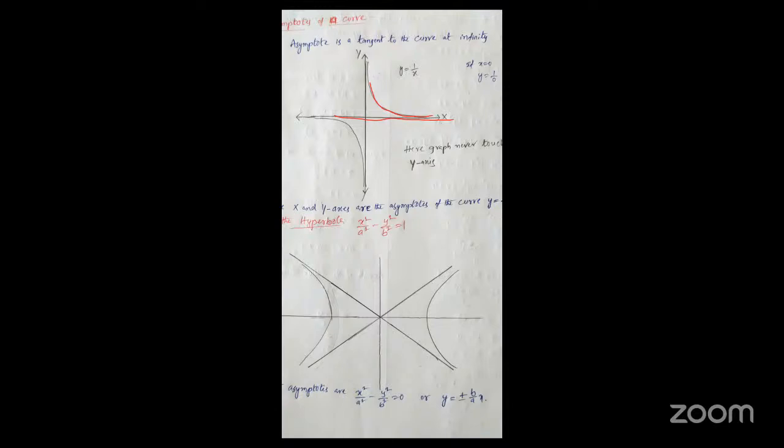And also here the y-axis is very near to the curve. So here the y-axis is also called an asymptote. The x-axis is called the horizontal asymptote and the y-axis is called the vertical asymptote.